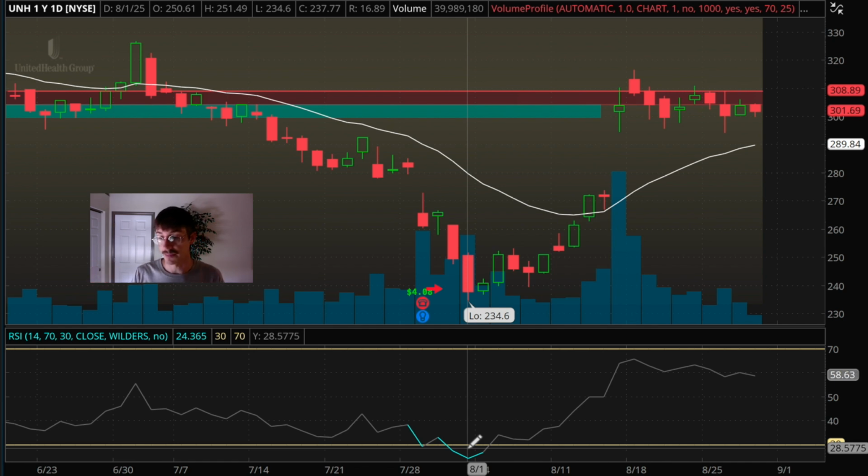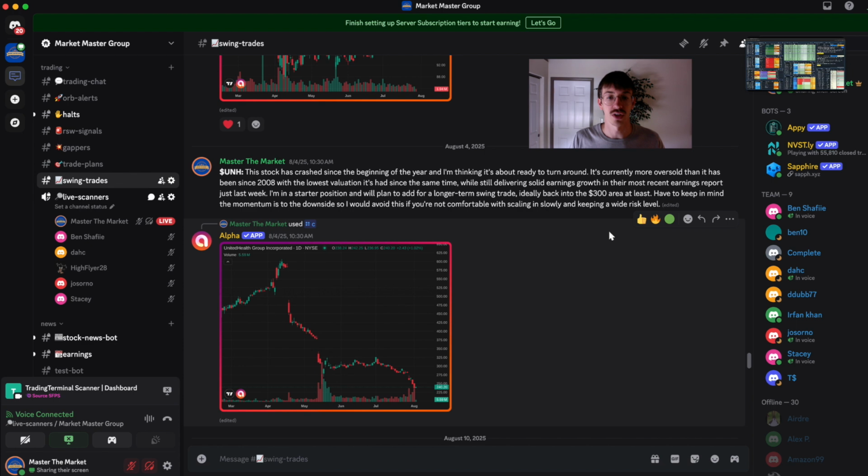or a recovery. So I want to go over the actual swing trade alert that was posted in the Market Master Group so that you can actually see exactly what the thought process was behind this mean reversion trade. And the idea here was that this stock has crashed since the beginning of the year, and I'm starting to think it's ready to turn around.